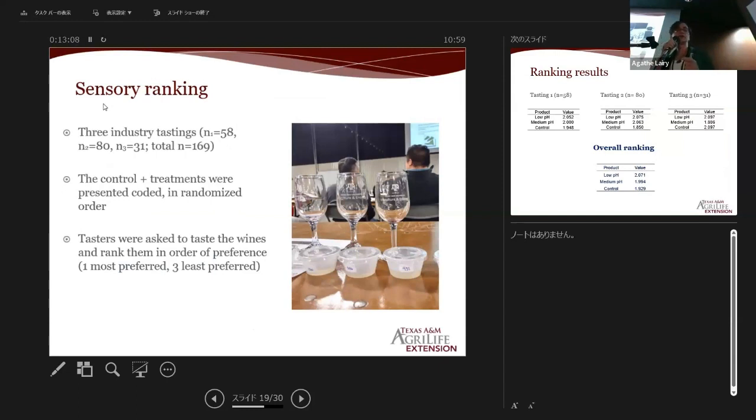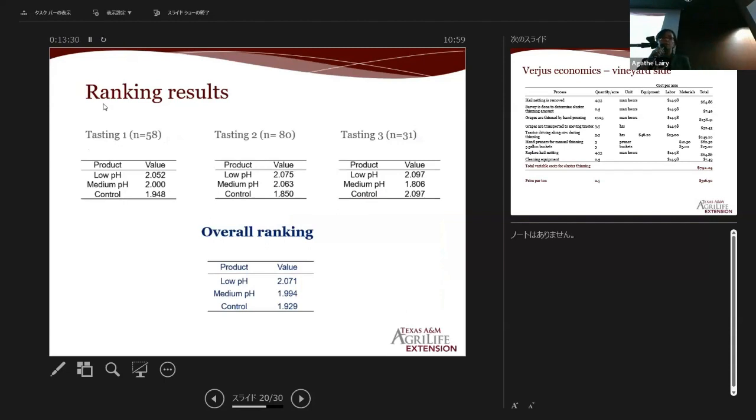And we presented the control plus two treatments to them, blind. The samples were coded, and they were presented in a randomized order. And we asked them to rank the samples in order of preference, with one being most preferred and three being least preferred. And these are the ranking results for tasting one, tasting two, and tasting three, and then the overall ranking with all the three tastings put together.